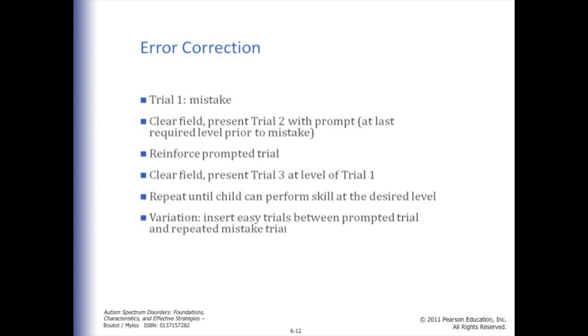Then in trial 3, the teacher would present the trial as they did in trial 1 at the same prompt level. So for example, if in trial 1 you were providing a 3-second delay before using a partial physical prompt, but in trial 2 you provided a partial physical prompt after 0 seconds, you would use the partial physical prompt after a 3-second delay as in trial 1. Another variation for the error correction procedures is to insert easy trials or mastered trials between the prompted trial and then come back to the corrected trial.